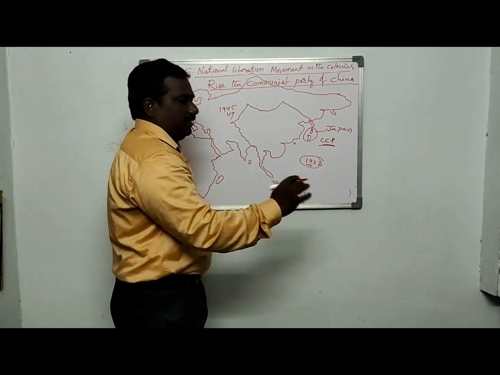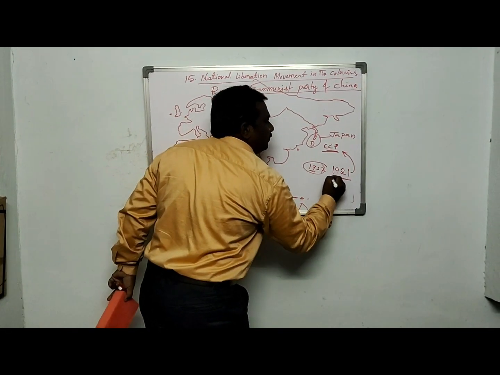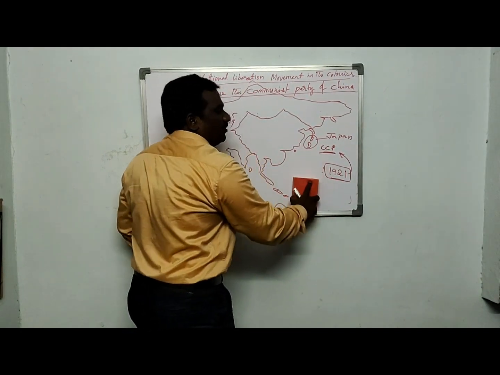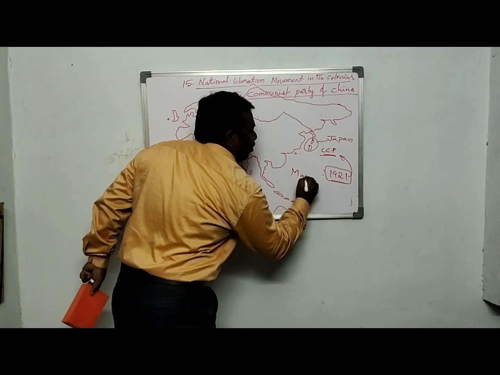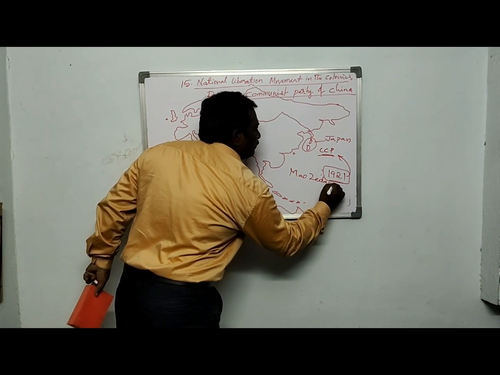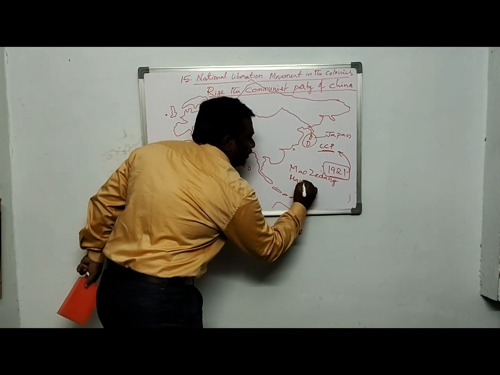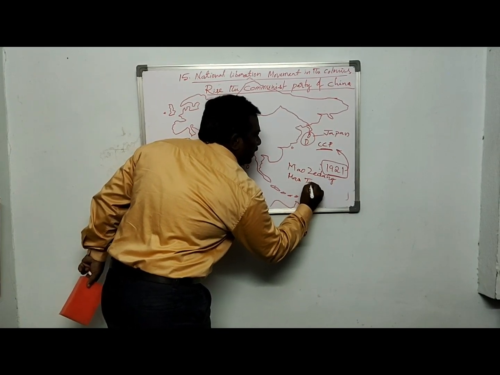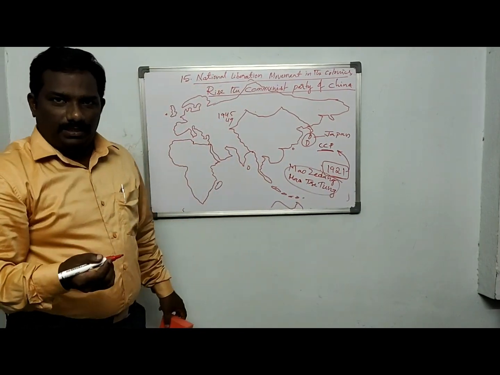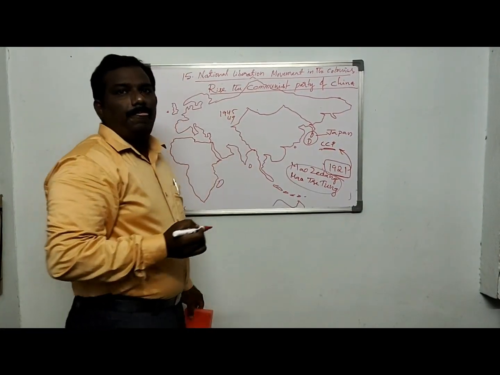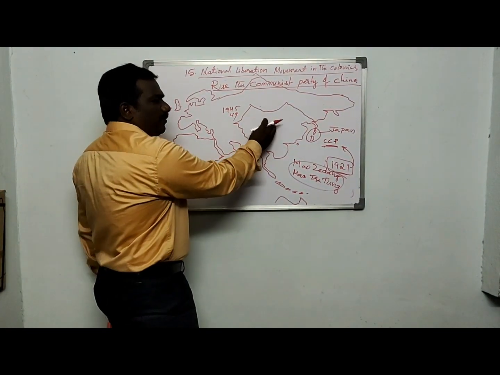During these circumstances, in 1921, the CCP was founded. Let us see here a very, very important name: Mao Zedong. Mao Zedong emerged as the major leader in the CCP. Children, he wanted to drive the Kuomintang party out of China.